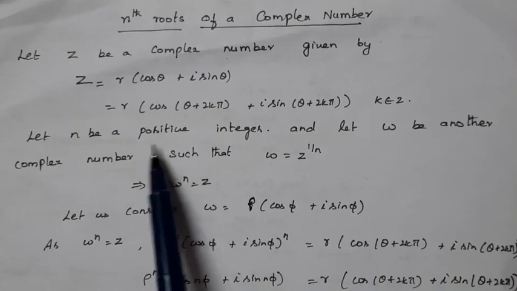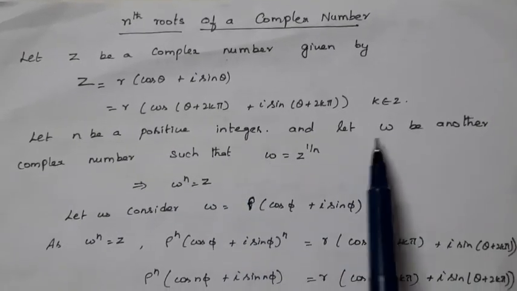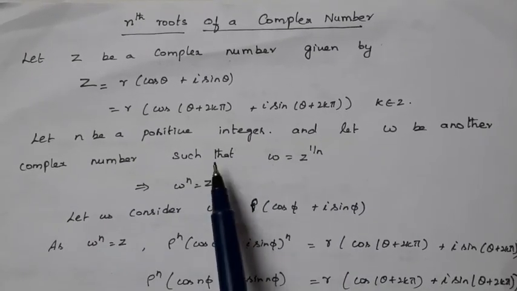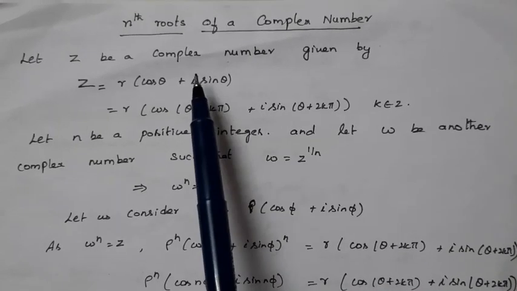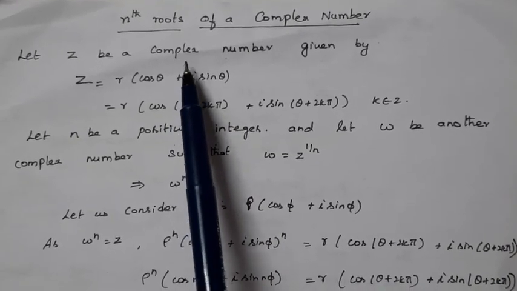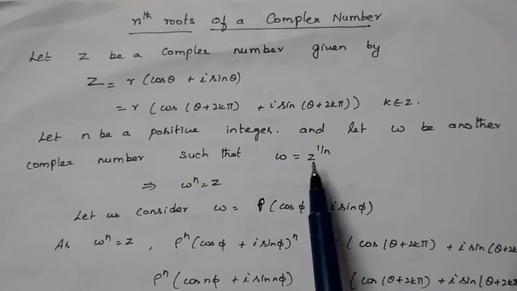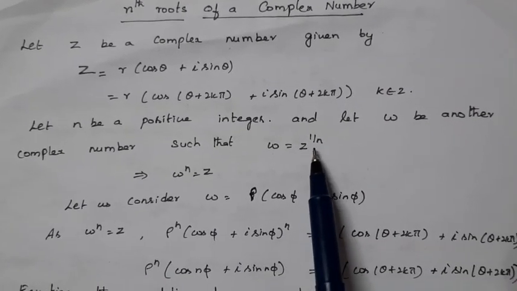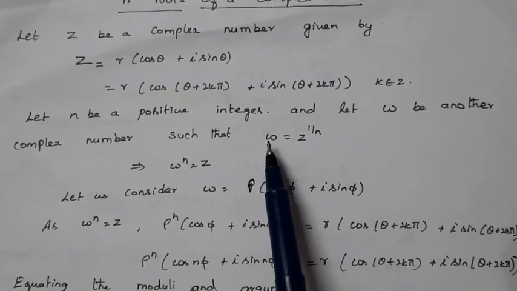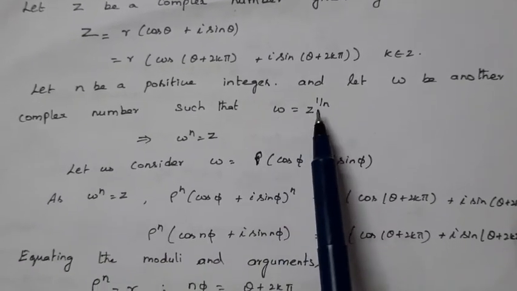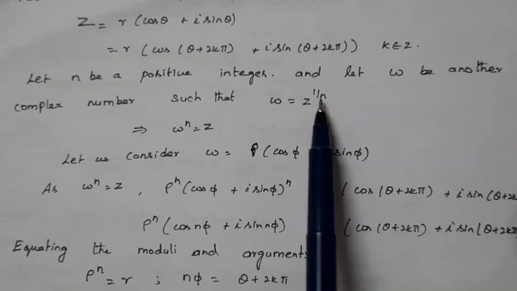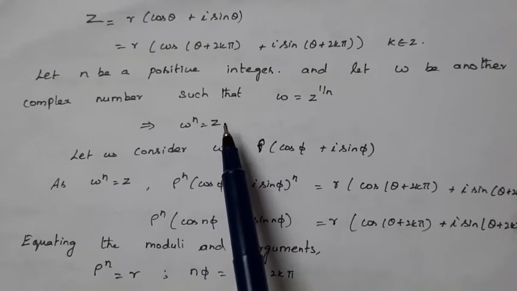Now let us take n to be some positive integer and let omega be some other complex number, and that is, omega be one of the nth roots of this complex number z. That is omega = z^(1/n). Z power 1 by n means here z should have n roots. Among these, let omega be one of the roots. So omega = z^(1/n). So this implies that omega^n will be equal to z.